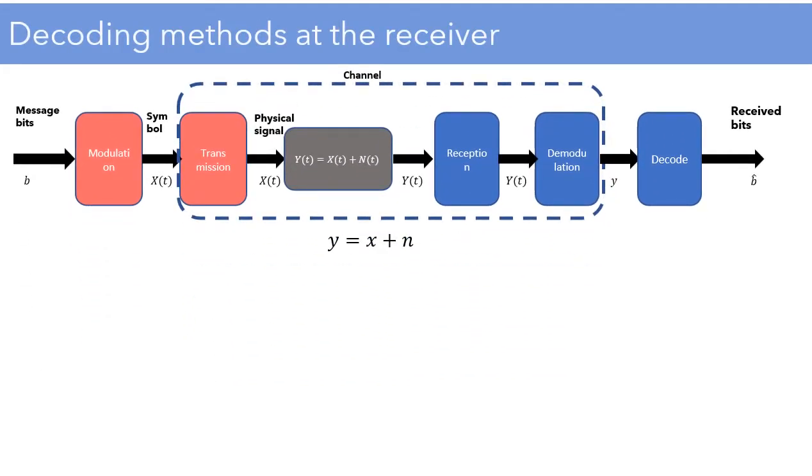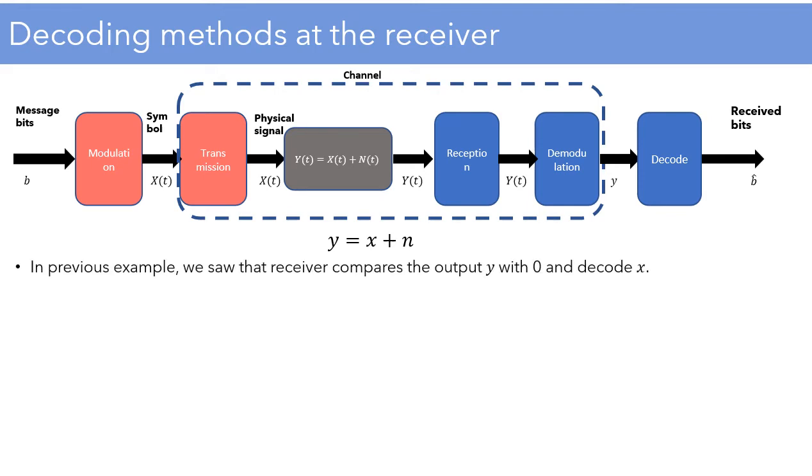So let us talk about this particular case where we treat the received symbol and the transmitted symbol. And here our goal is that given the value of y, we want to decode x, estimate x, and call it x hat. So we saw that in the previous example we sample it. We compare output with 0. If it is more than 0, x is 1. If it's less than 0, x is minus 1.